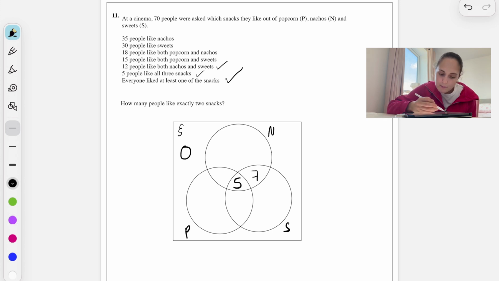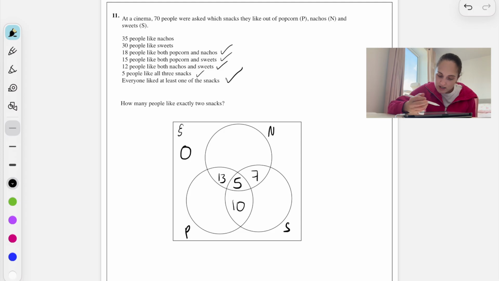It says 15 people like both popcorn and sweets. So popcorn and sweets, that's going to be this one here. So that adds up to 15. So we've already counted 5. So that means that 10 is in this section here. It says 18 people like popcorn and nachos. So popcorn and nachos, that's going to be this section here. We've already counted 5. So that means we've got 13 left. So I'm going to put 13 here.